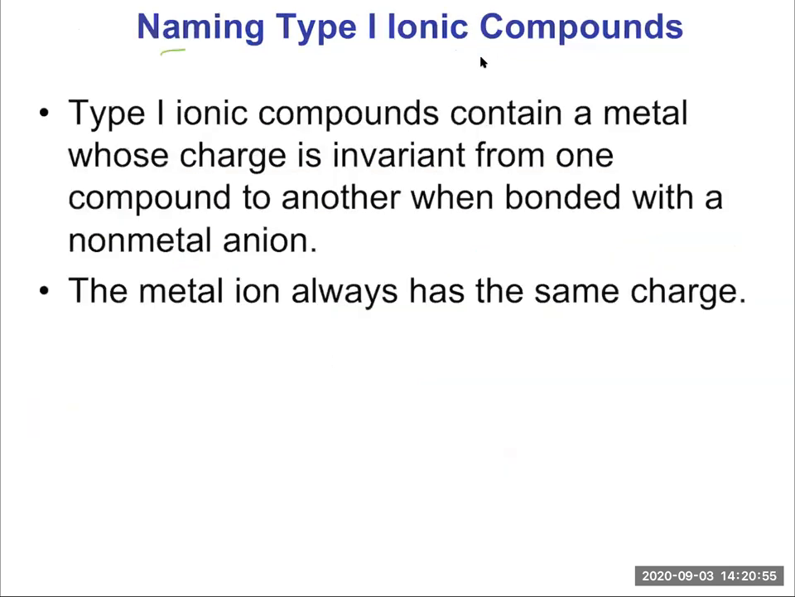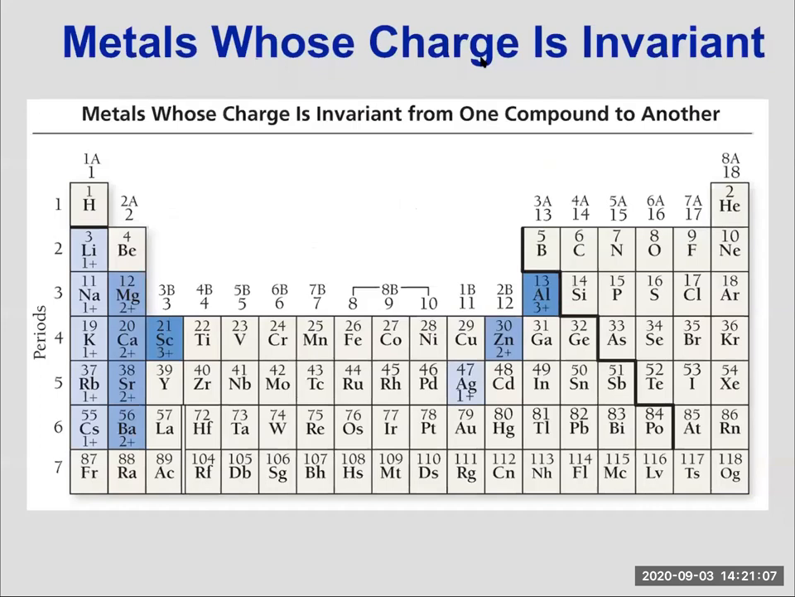Now, how do you name type 1 ionic compounds? Type 1, they're always going to have the same charge. Their charge is not going to change. So therefore, you want to memorize them. This is your type 1. Blue equals type 1 metals, and you want to remember this charge. Because their charge is never going to change, we don't have to represent it in the name because everybody already is going to know what charge they have.